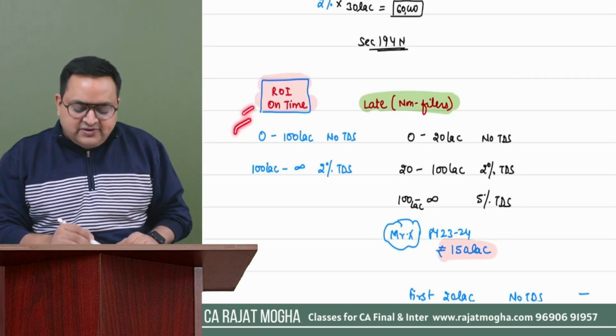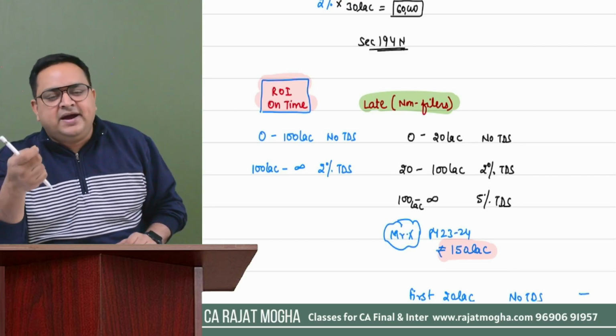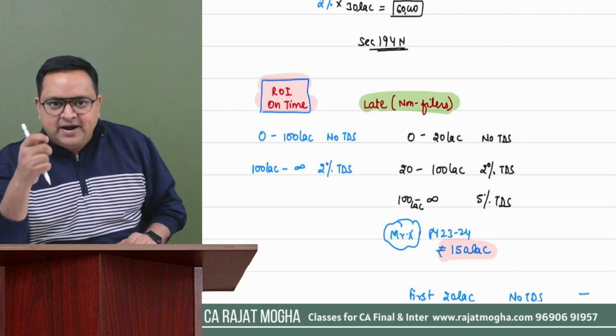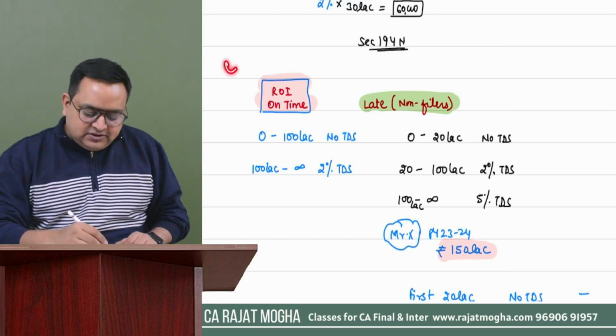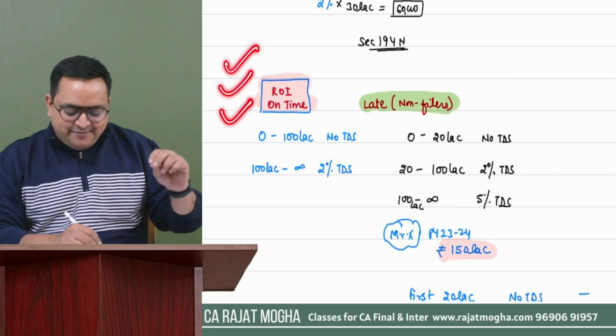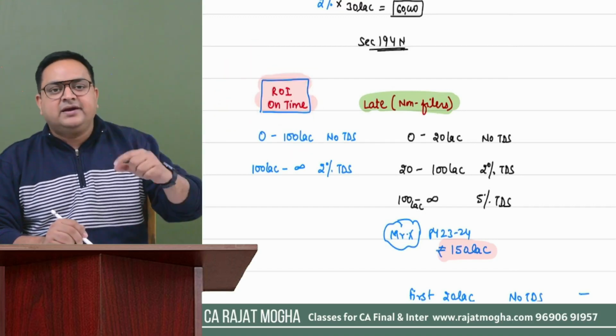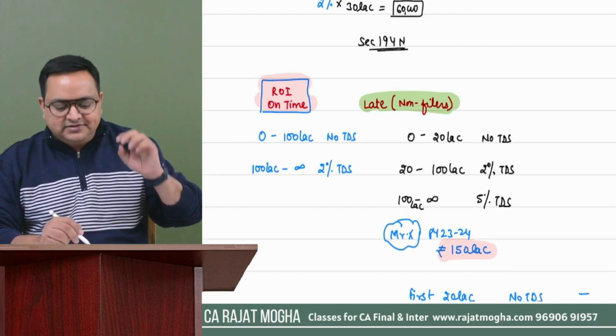So the last 3 years, which last 3 years? Those whose due date has expired at the time of withdrawal. You will see those 3 years. If all 3 years' returns were filed on time, then this person will come in this particular category where TDS will be deducted only after 1 crore and only 2%.